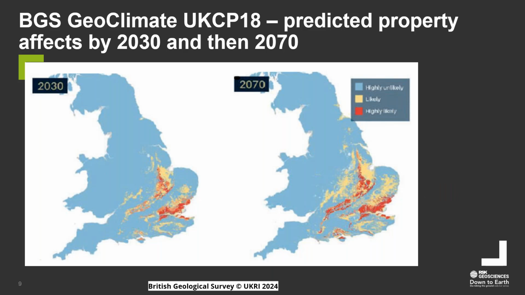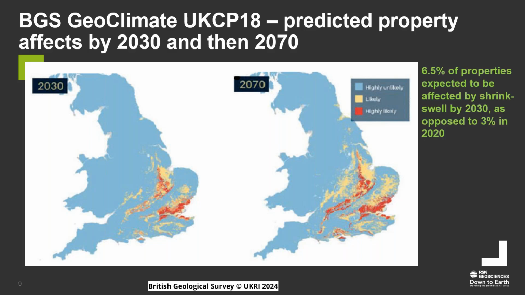So looking at, again, BGS have done some predictions and modeling based upon the geology and the anticipated climate change, then the impact on buildings may be along the lines of this drawing. So on the left-hand side, 2030, and on the right-hand side, 2070. And I guess the things that we need to be aware of in this context is that 6.5% of properties are expected to be affected by shrink swell by 2030, as opposed to only 3% in 2020. And if you go to 2070, this is expected to rise to 11% of properties.